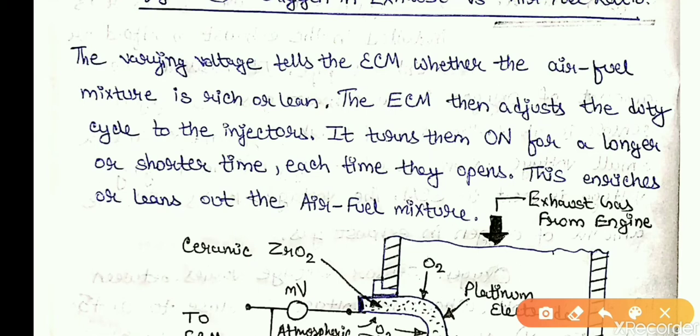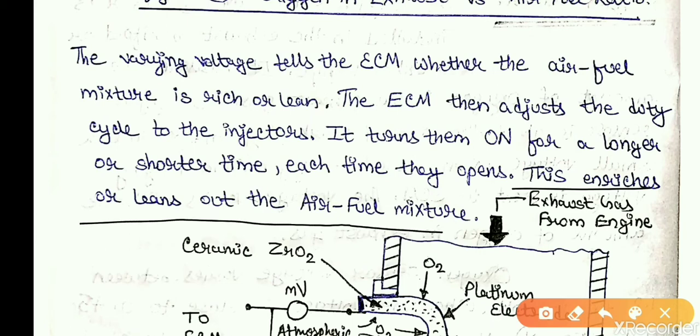Next, it turns them on for a longer or shorter time. That means the nozzle of the injector opens for a longer time, so more fuel will be supplied and mixed with the air, and a shorter opening time means less fuel. When the injectors are open for a longer time, more fuel mixes with the air, which results in a rich mixture, and a shorter time provides a lean mixture. So this enriches or leans out the air-fuel mixture.